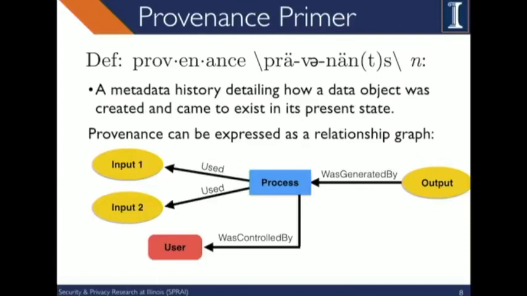There's three principal objects in our graphs. These vertices are entities, which represent various kinds of data objects like files or sockets, activities or processes, and then also agents. So what we see here in this graph is that this is the provenance of a file called output. It was generated by some process which read in two input files, and by the way, it was controlled by a particular user.